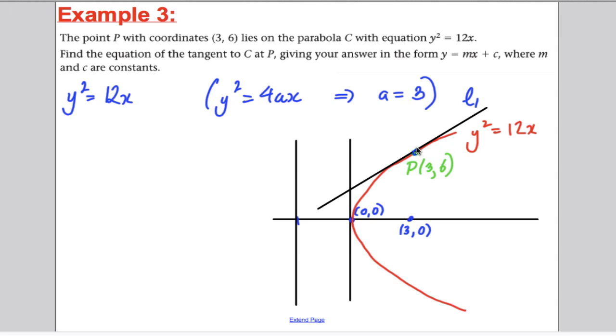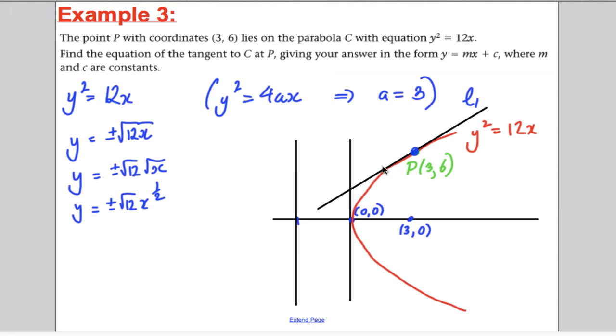Okay, now to work out the equation of a line, you need a point on the line, we've got that, and you need the gradient of the line. We can get that by differentiating the curve. So, if y squared is 12x, then y is plus or minus the square root of 12x, taking square roots of both sides, which I can write as plus or minus root 12 root x, which I can write as plus or minus root 12 x to the half.